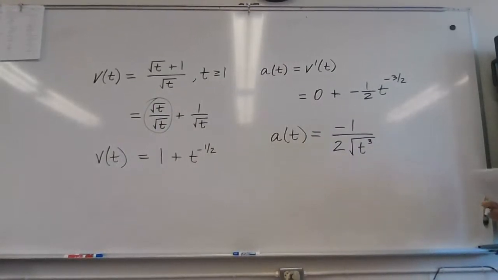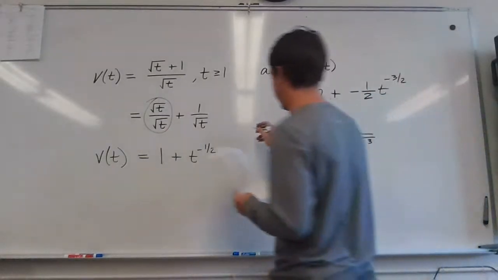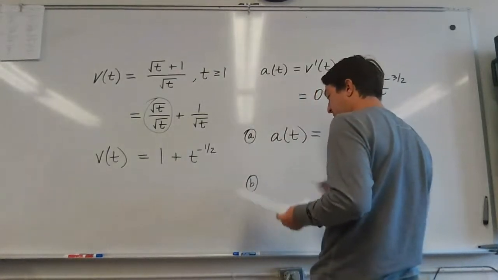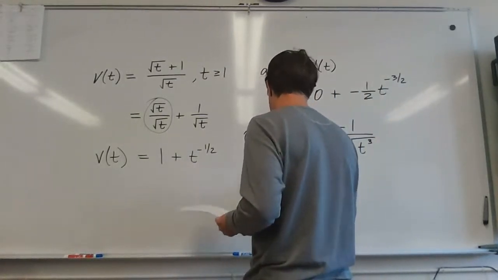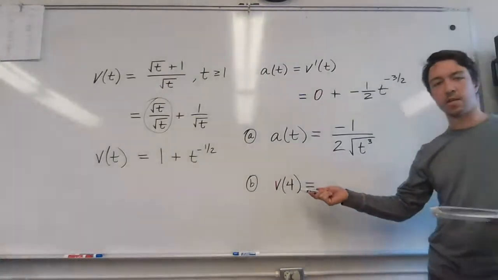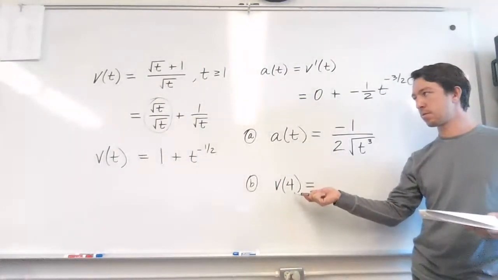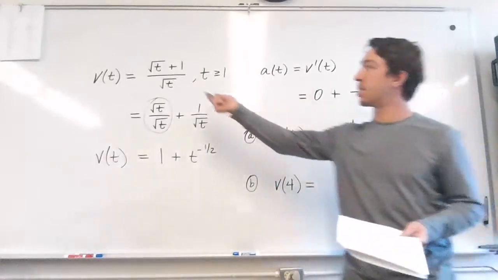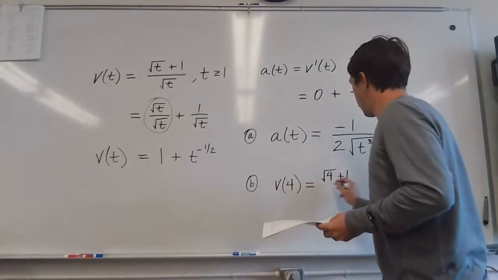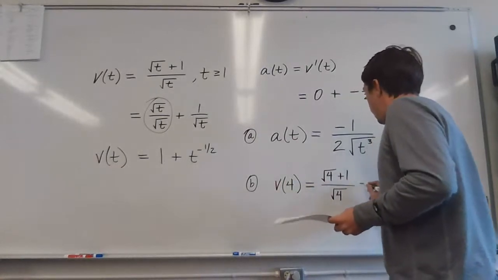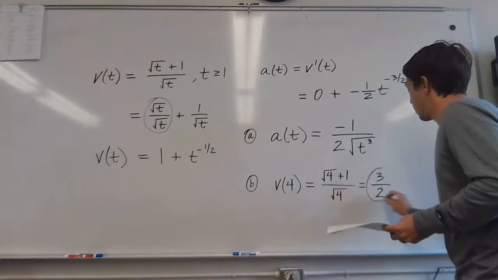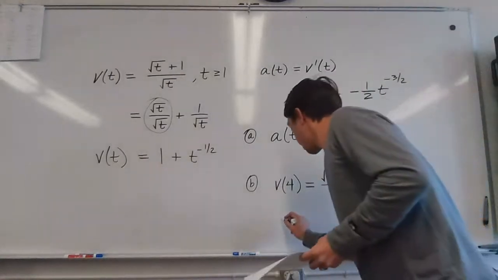Okay, find the particle's velocity and acceleration. So this is part A. There you go, we got it. Part B, what's the velocity and acceleration at time 4? So let's do velocity first, I guess. Tricky or not so tricky to get this? I would say not so tricky. You just have to plug it into this function. So plug that in, and you get 2 plus 1 over 2. And let's get acceleration.